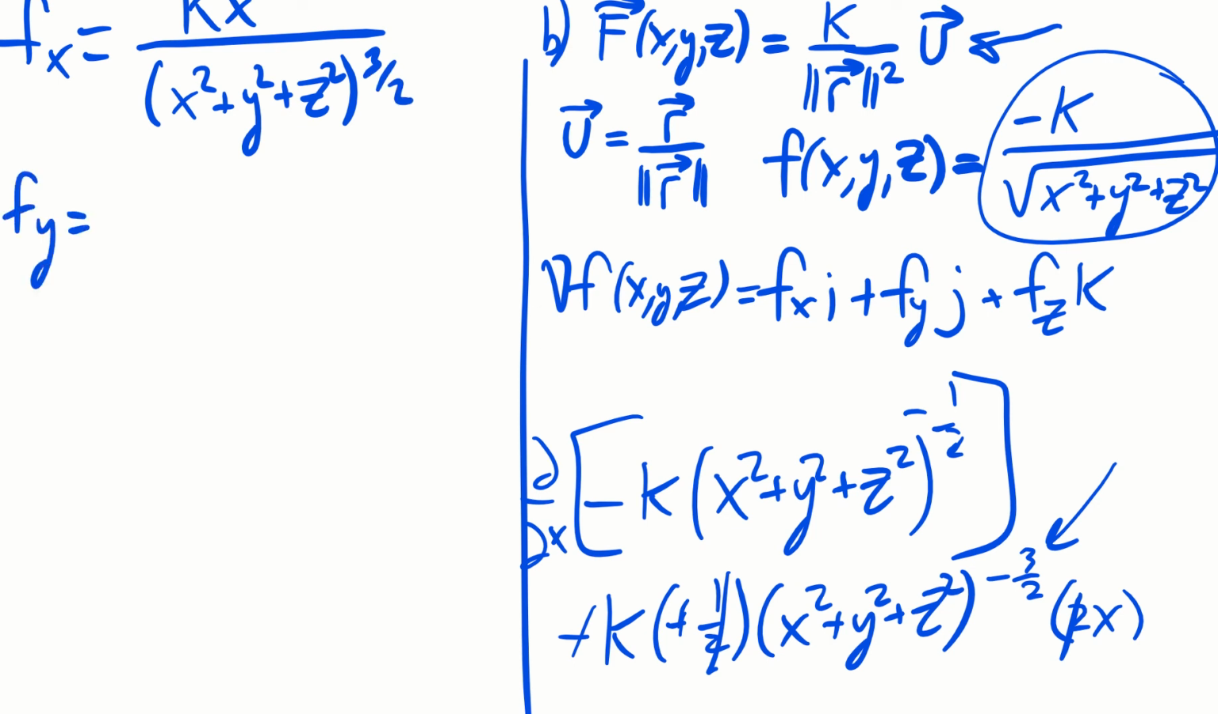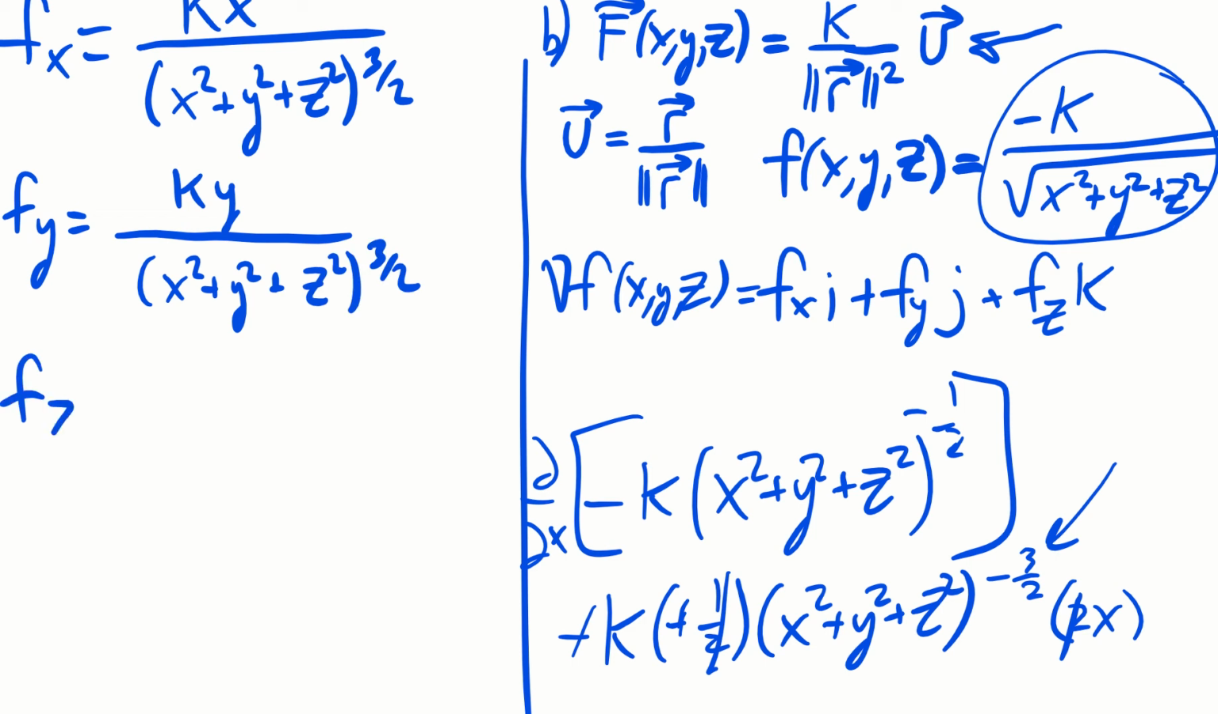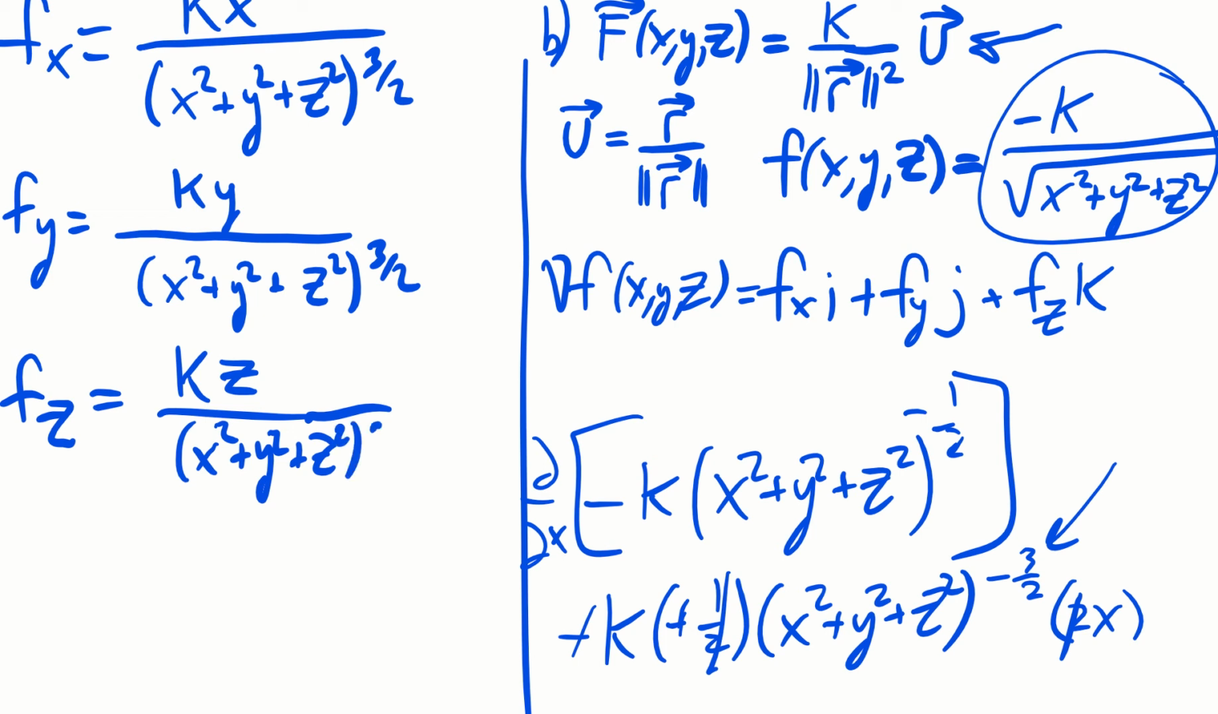I'll leave it up to you to check this, but again, from symmetry, if you were to do the partial with respect to y, what you would end up getting would be ky divided by x squared plus y squared plus z squared to the 3/2, and the partial of f with respect to z is going to end up being kz divided by x squared plus y squared plus z squared to the 3/2.